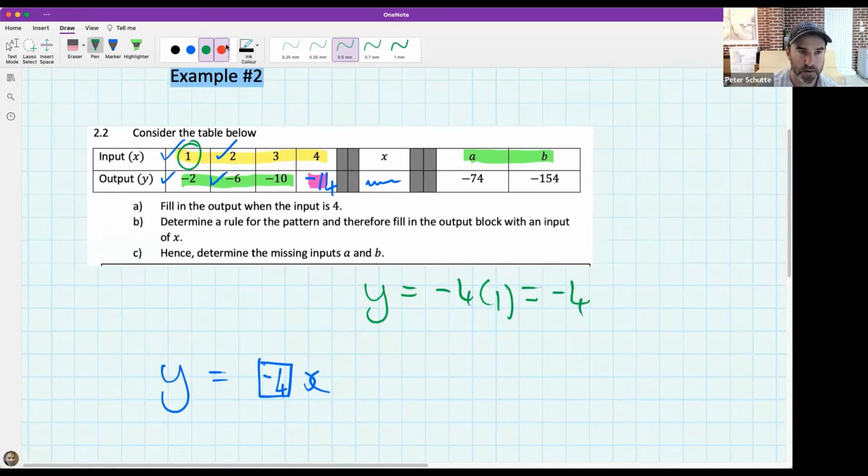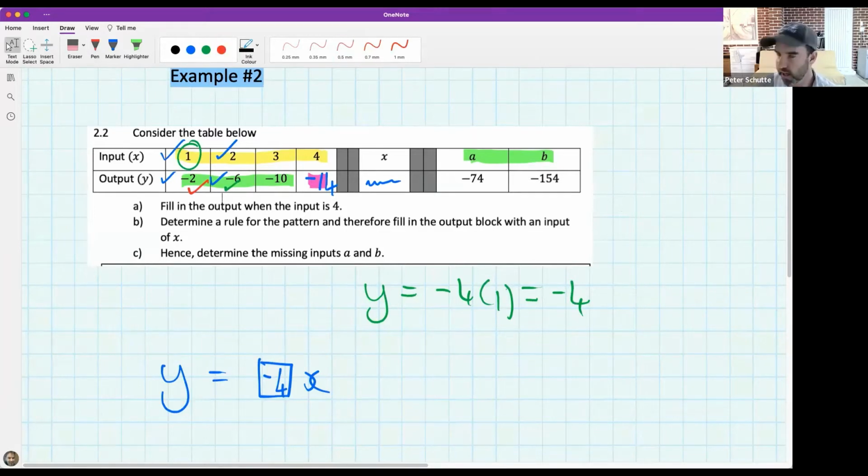And the problem is that's not what I wanted. What I wanted was -2. Okay, so that is my issue. And I can test it again. If I put a 2 in, I get out a -8. And that's not what I wanted. I wanted a -6. So I want to ask you, how do we get from -4 to -2?